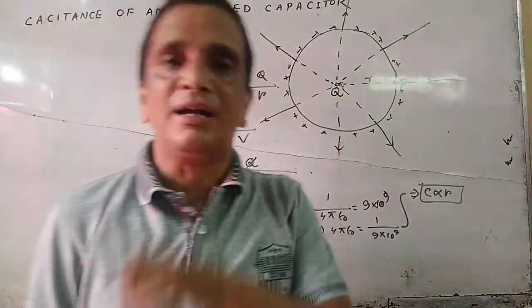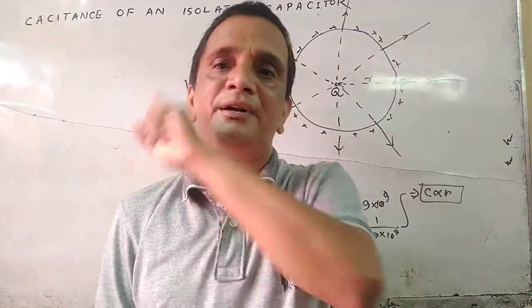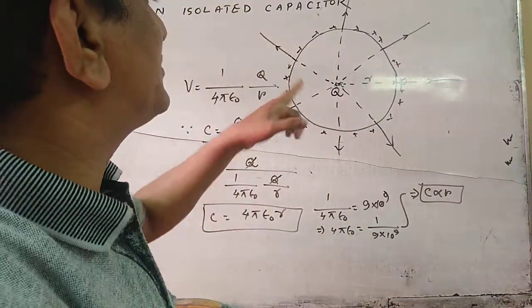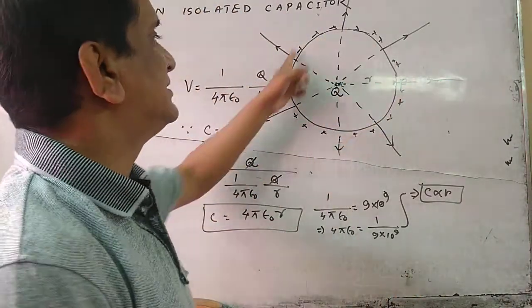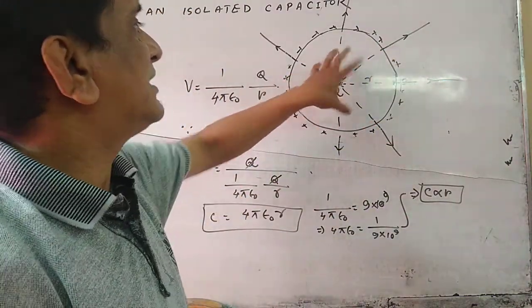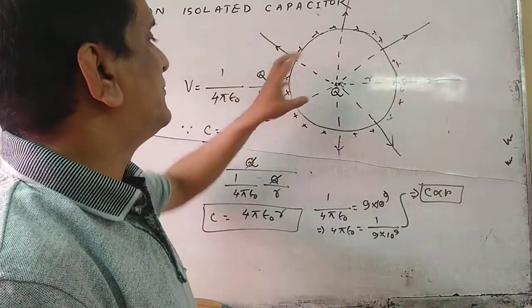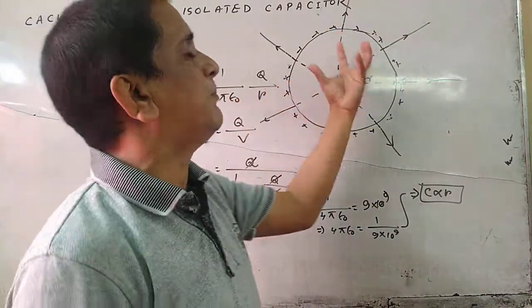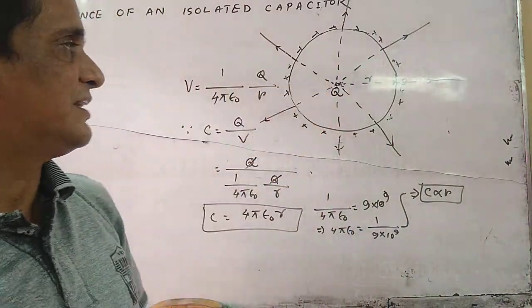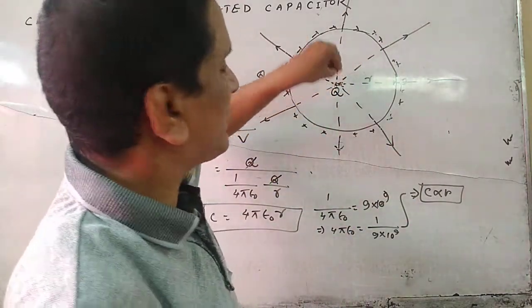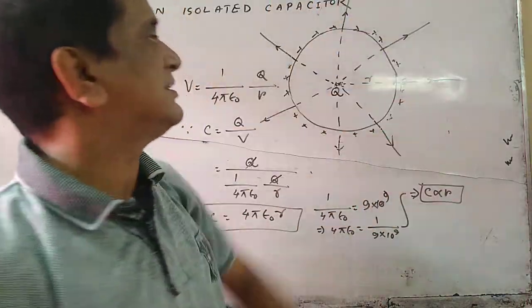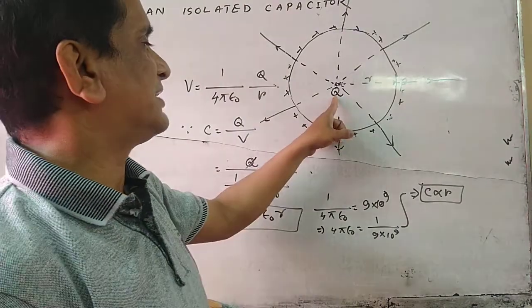Here only one sphere is there, and on this sphere we have distributed a charge Q. Is it clear? If it is hollow, then the charge will be on the surface. If it is solid, then the whole sphere will consist of the charges. However, this charge Q is always concentrated towards the center of the sphere.